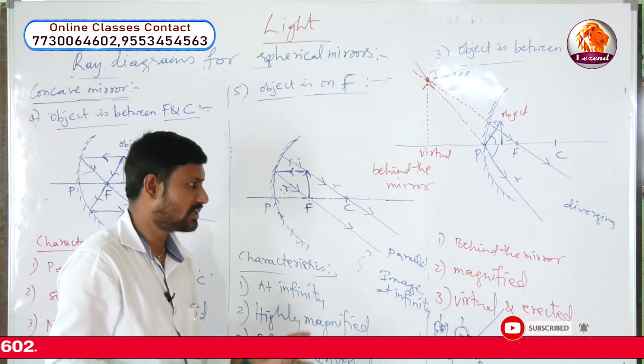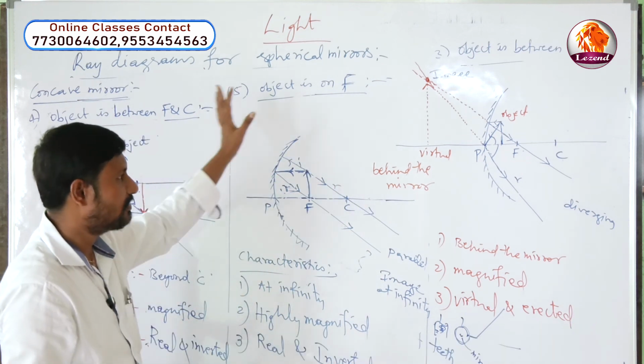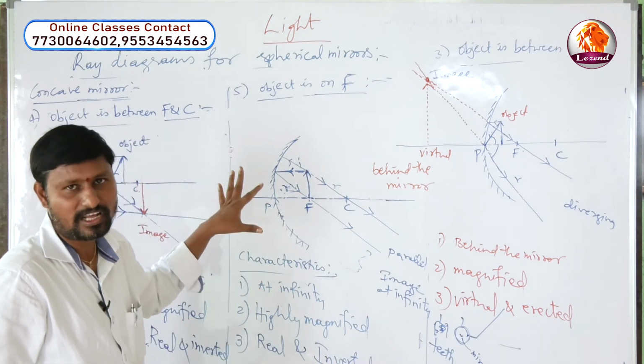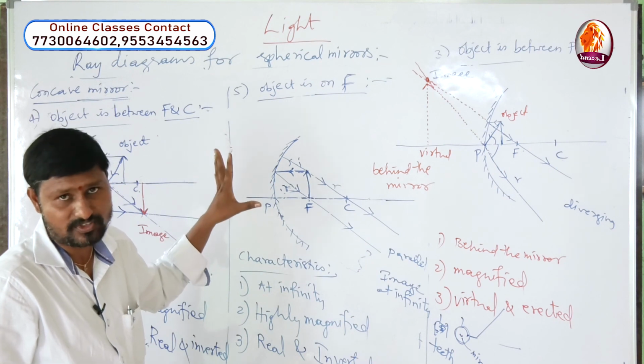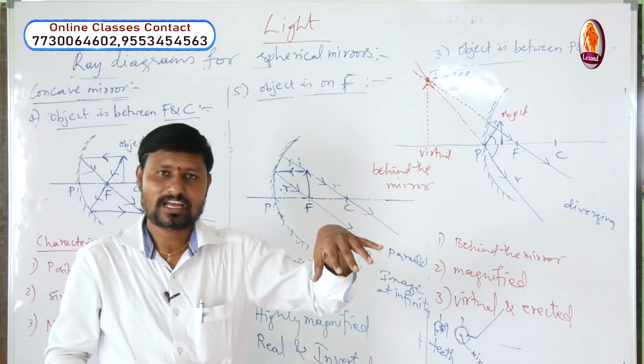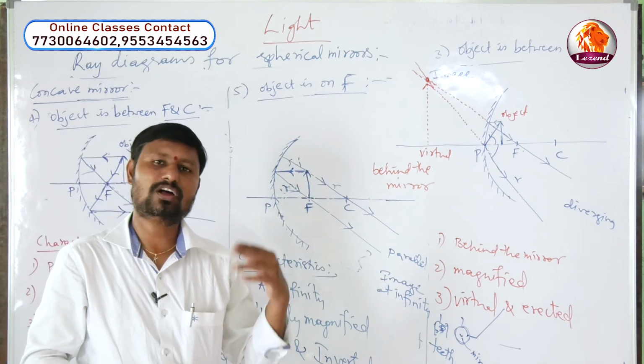So this is about the ray diagrams for the concave mirror. Similarly, we go for the ray diagrams for the convex mirror and some important concepts related to the convex mirror in the next class.